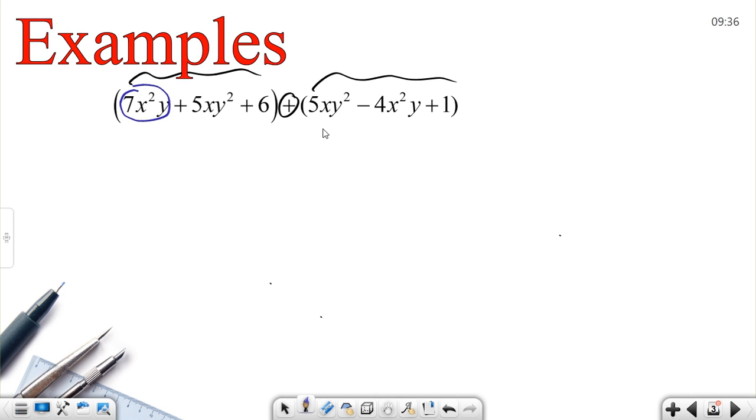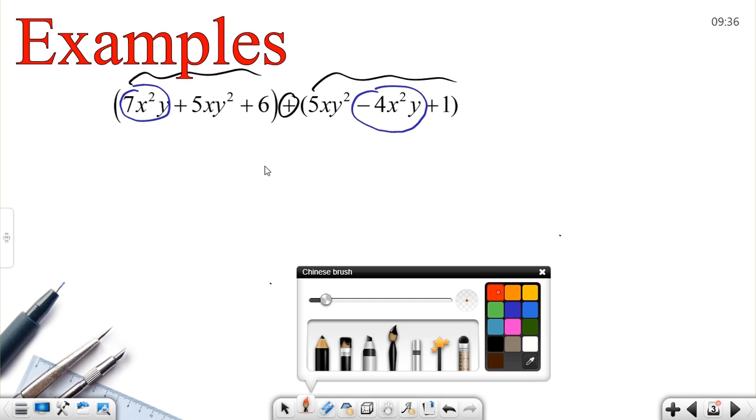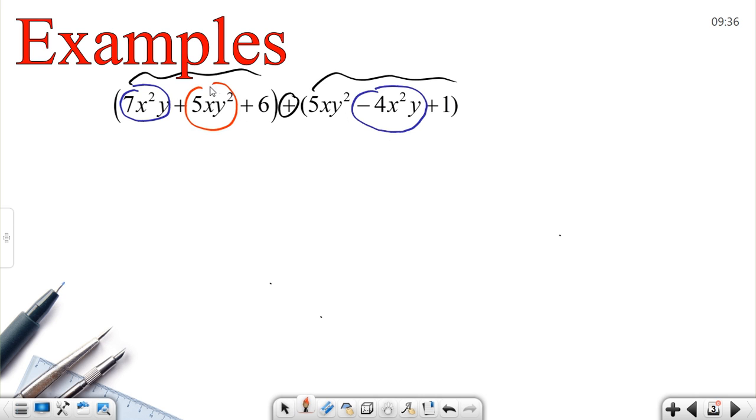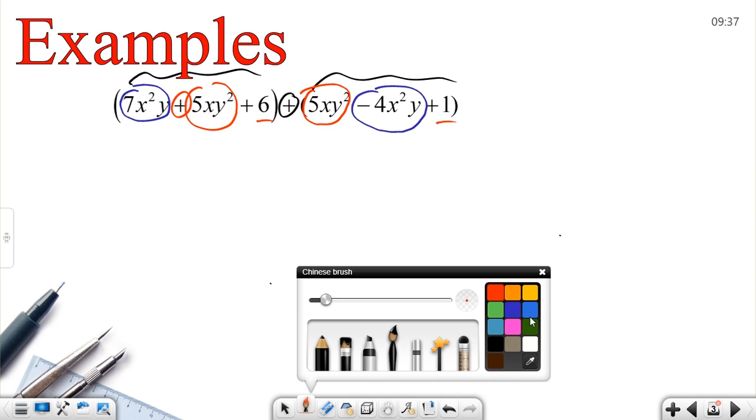Okay, 7x square y, x square y. Where is the x square y? Here, negative 4x square y. These are like terms. And 5xy square is positive 5xy square, and this is positive 5xy square. Okay, they are like terms, and we have two constants.